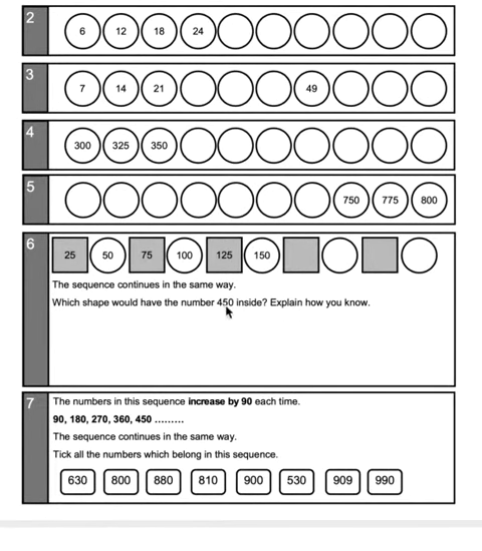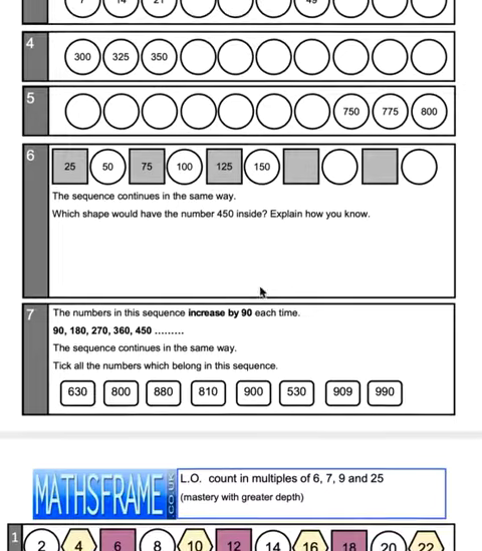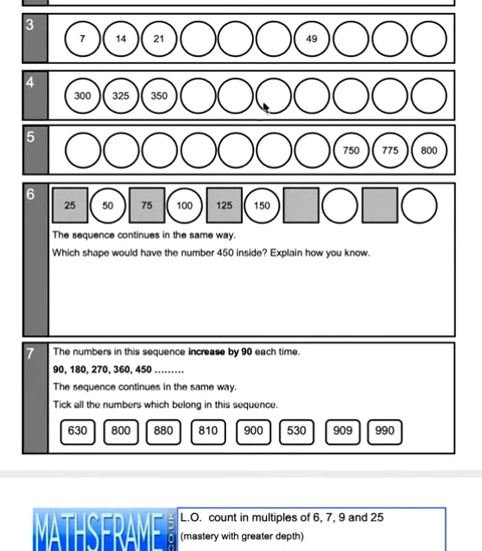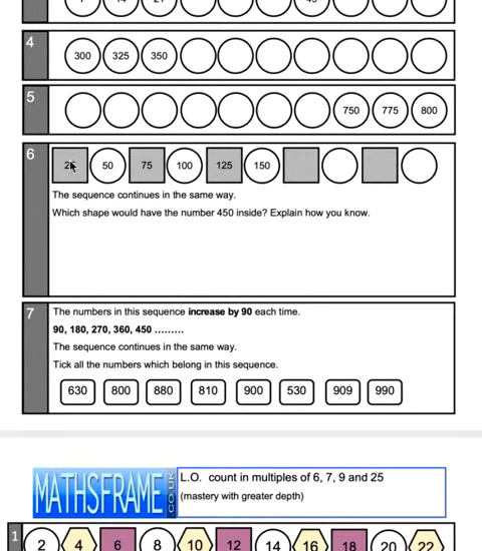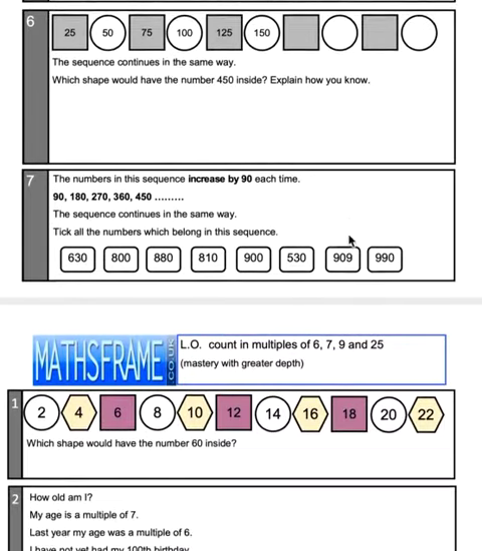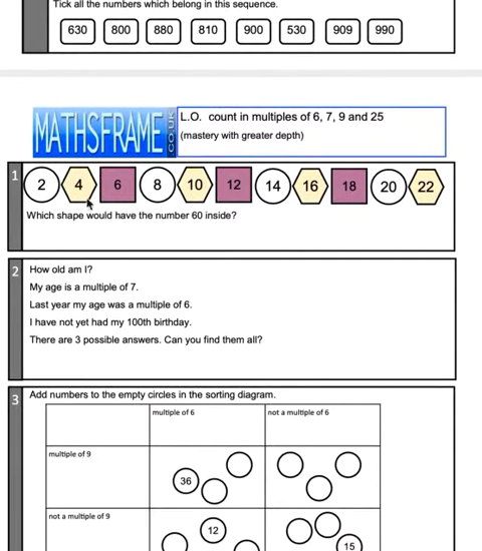You need to then use that pattern to work out, well, what sort of shape would 450 be in? It's not too bad. That's certainly harder than some of these though. So it's going in 25, so you'll get there quite quickly. This one here does the same thing.